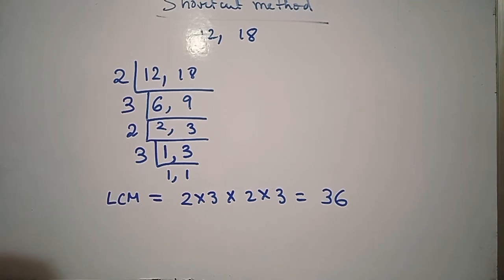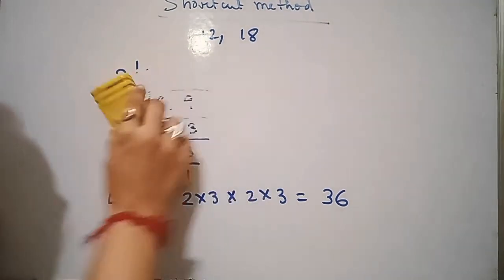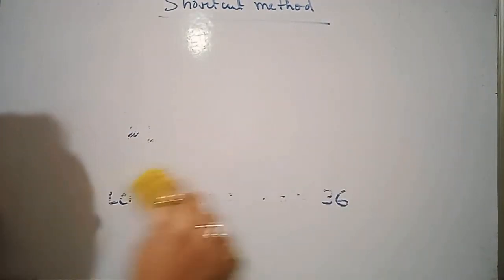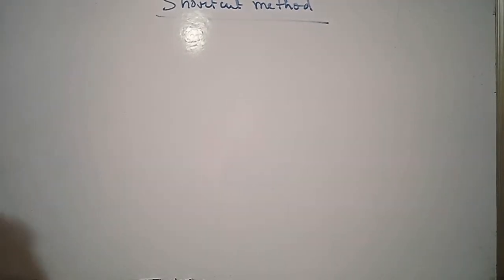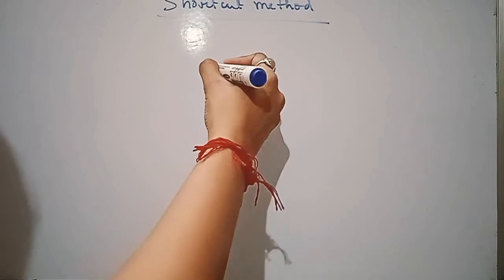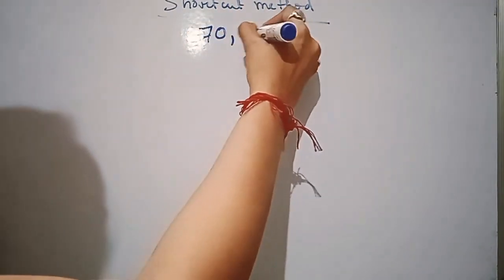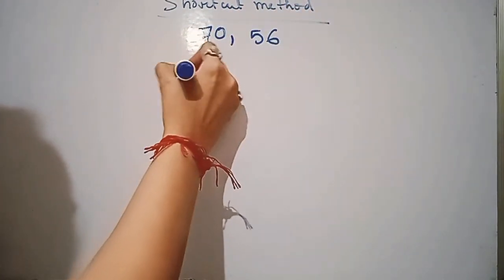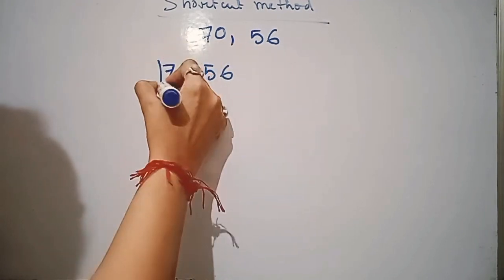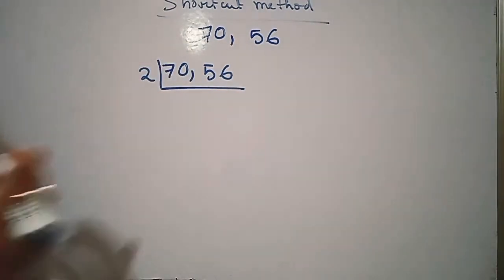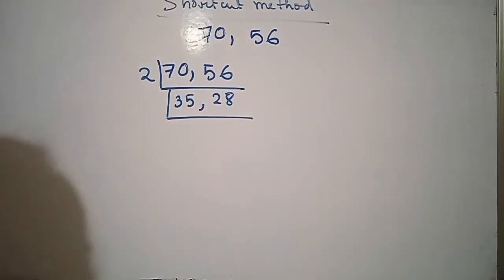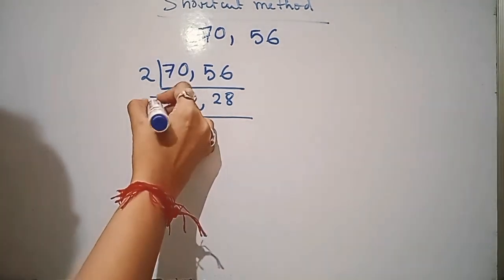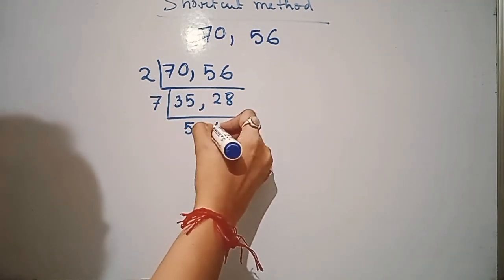Okay, let us take another example. I am taking a difficult one, so that will be great for you. That may help you. I am going to take 70 and 56, and I am going to use this method. First I am taking 2, so this will be 35 and this will be 28. Next, I can divide 35 and 28 by 7, so this will be 5 and 4.